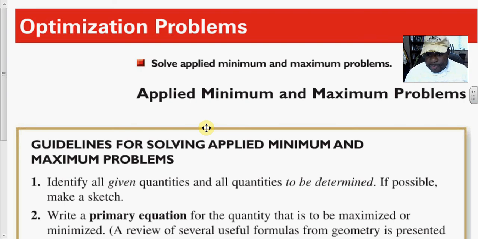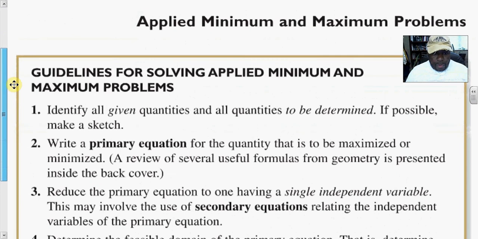Optimization problems. How can we maximize or minimize a particular region inhibited by a secondary region? Here we can examine this by using our knowledge of relative extrema. The goal is to, one, understand what the problem is asking, and two, identify two types of equations.